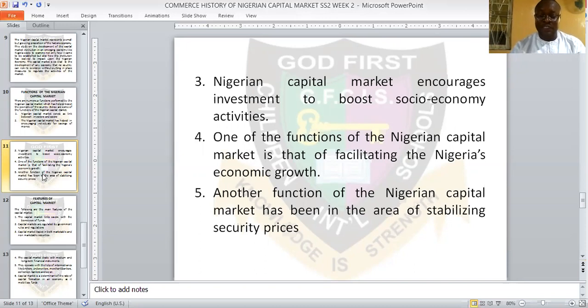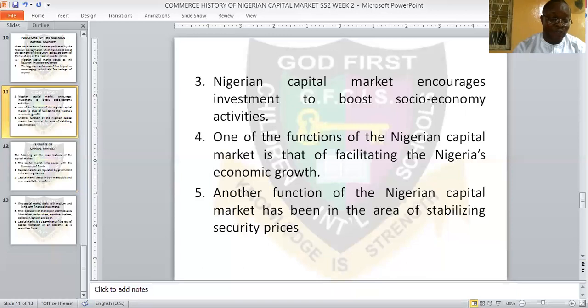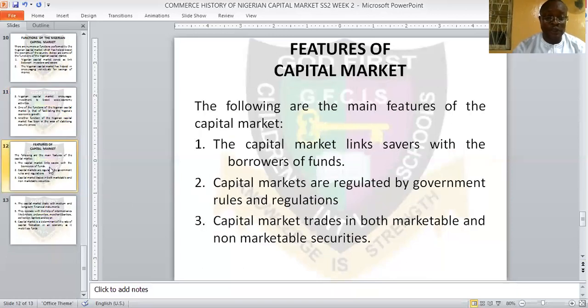Another function of the Nigerian capital market is stabilizing security prices, that is, the prices of securities in terms of investment. It has helped a lot for development. So let us look at the features of the capital market.